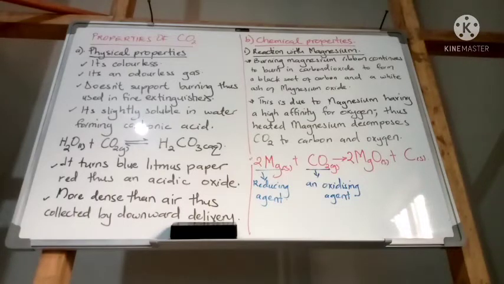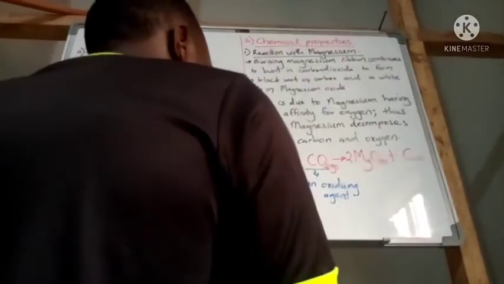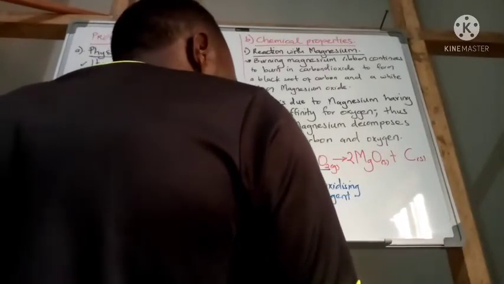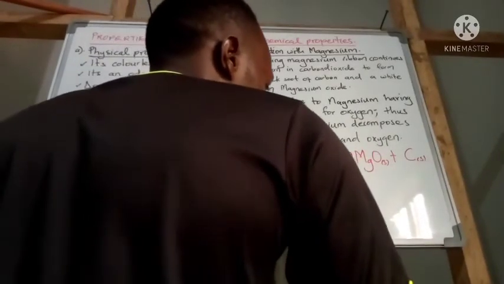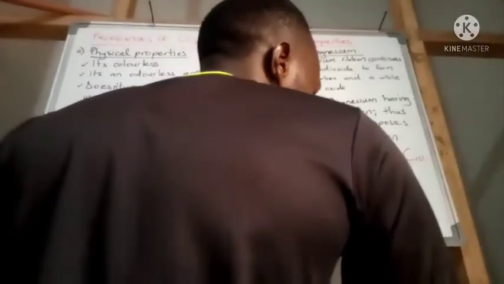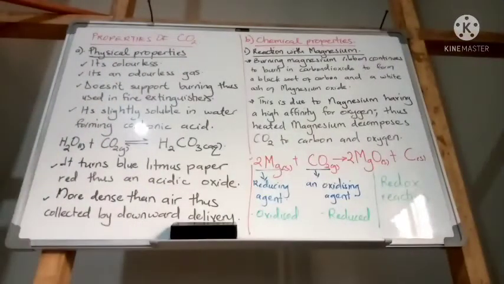In this equation, therefore, magnesium is being oxidized while carbon dioxide is being reduced. Because of that, the equation is going to be called a redox reaction. Why? There is both oxidation and reduction taking place. So that's one property of carbon dioxide, and it emphasizes reaction of magnesium with carbon dioxide.